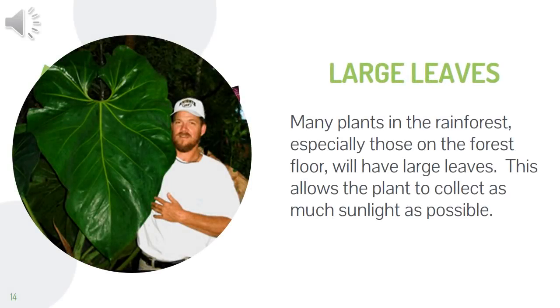Many of the plants in the tropical rainforest, especially the ones that are closer to the forest floor, have large leaves. The large leaves allow the plant to collect as much sunlight as possible. Now, this is important because the plants are using that sunlight to do photosynthesis and make their food. So if they can't get enough sunlight, they can't make enough food to survive. The picture here is an atypically extremely large leaf. They're not all quite this big, but I did think that this photo was interesting to show you how big the leaves can get along that forest floor in the rainforest.